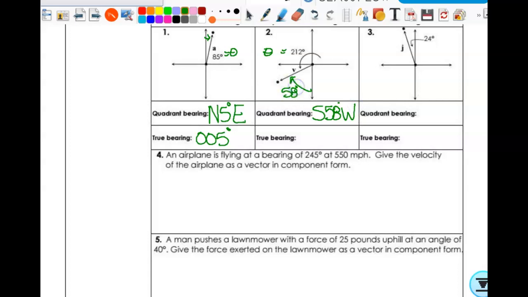Another way we could have done it is 212 minus 180 is what, 32? And then I could have done 90 minus 32. I mean, that's a couple of steps, but if that's what makes more sense to you, there's nothing wrong with that. I mean, you got a calculator, you can figure it out.